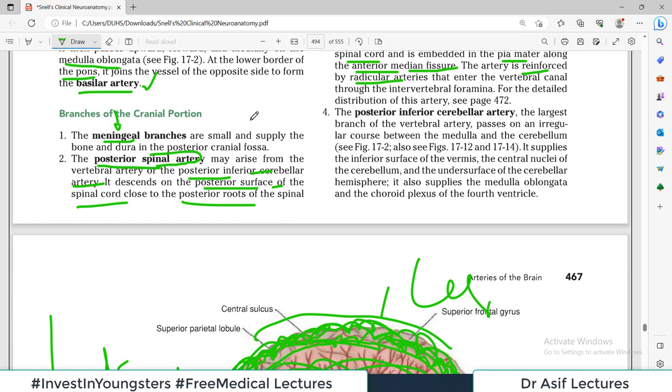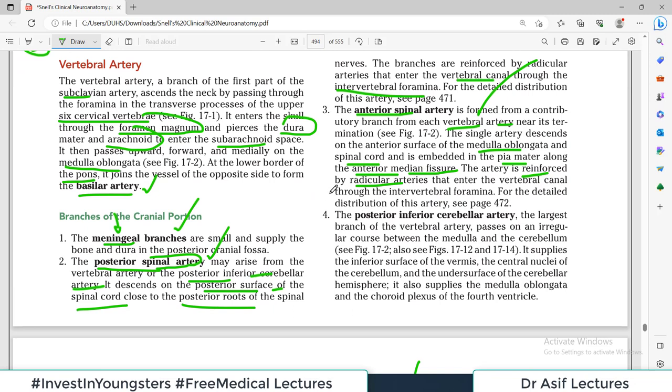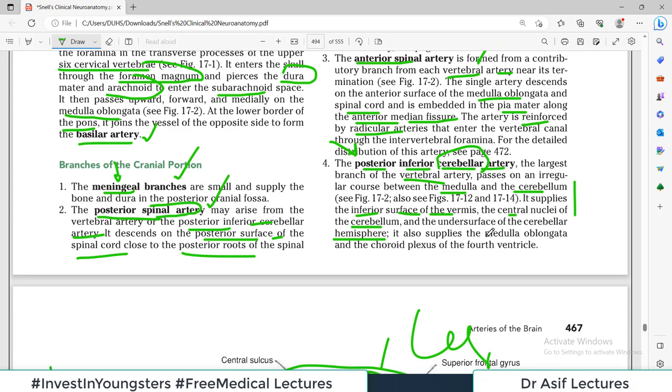Okay, so hum padh rahe hain vertebral artery ki branches. The first branch was meningeal, then we talked about posterior spinal, then we talked about anterior spinal, and then there is a very important one which is called posterior inferior cerebellar artery. It is the largest branch of the vertebral artery, passes on an irregular course between the medulla oblongata and the cerebellum, and it supplies the inferior surface of the vermis, central nuclei of cerebellum, and under surface of the cerebellar hemisphere. Obviously, it is the artery of cerebellum, therefore it is called posterior inferior cerebellar artery. Okay, it also supplies parts of medulla oblongata, choroid plexus, and the fourth ventricle.